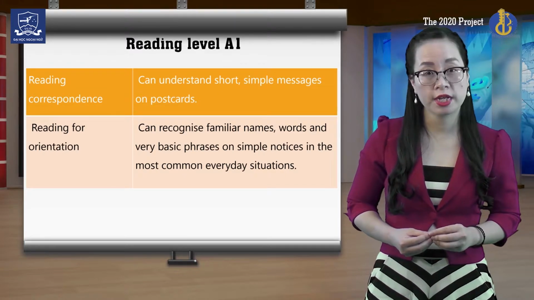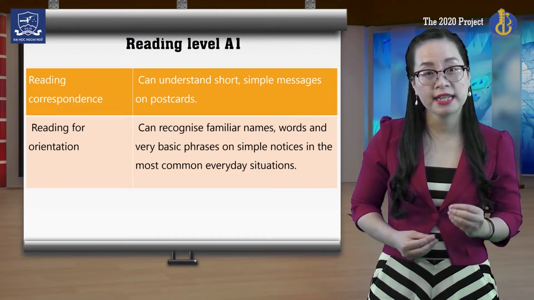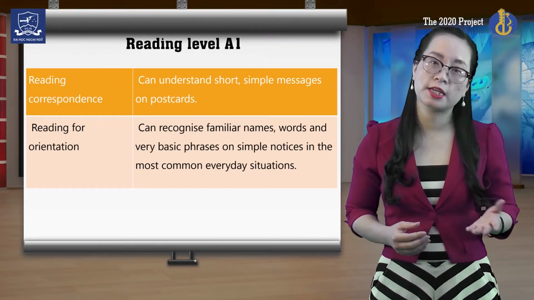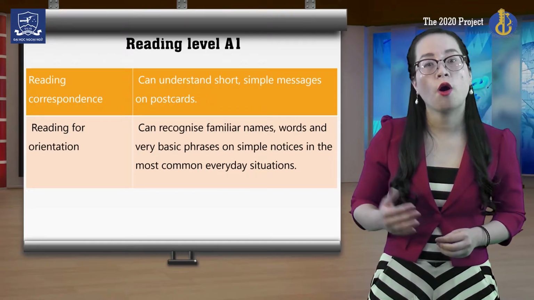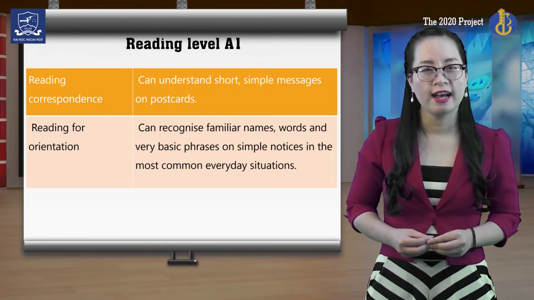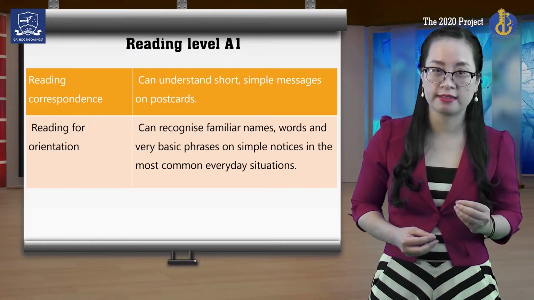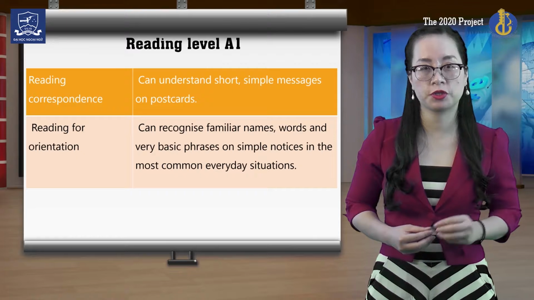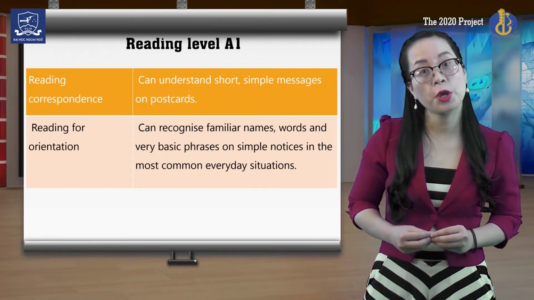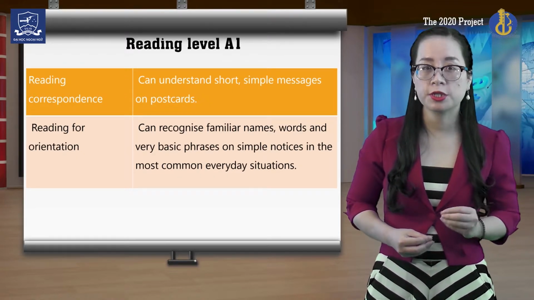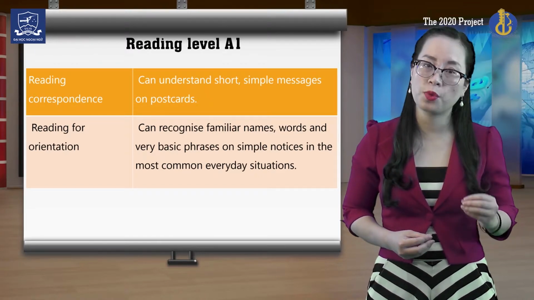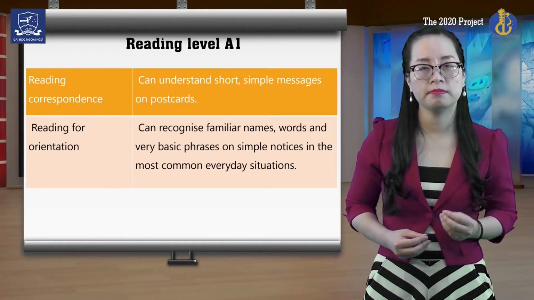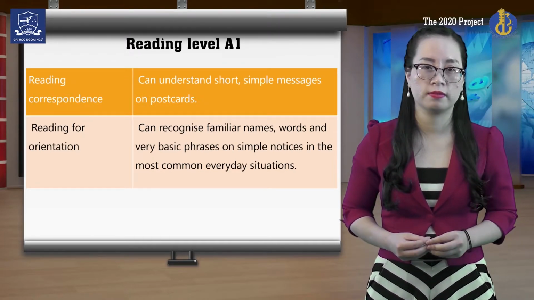In terms of reading for orientation, they're able to understand basic phrases or simple notices about the things around them, such as shopping, school, or family. For example, the notices can be as simple as keep the door closed, no smoking, or safe to drink. Apart from the notices and signs, A1 students can understand simple forms as well as give basic personal details like name, address, date of birth.